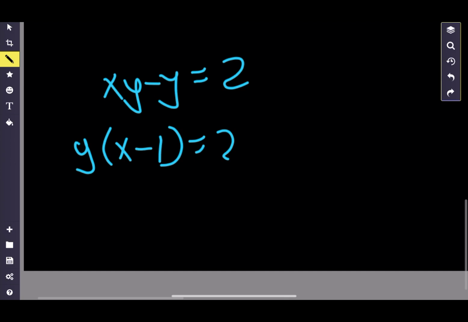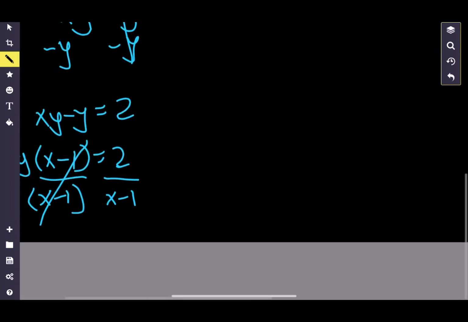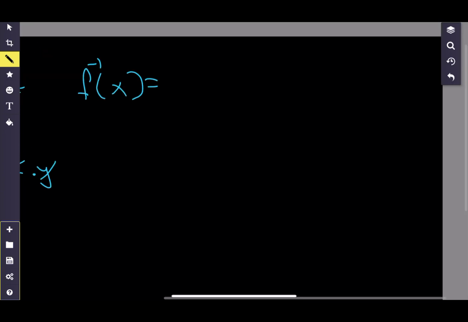And now, to isolate y, just divide both sides by x minus 1. So this cancels out, and I get y equals 2 divided by x minus 1. Seems tricky, but I'm going to do a couple more questions. So let's do y equals 3x plus 4 divided by 2x.